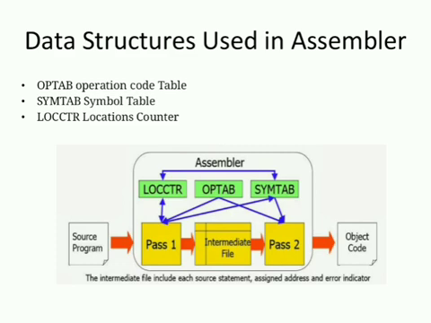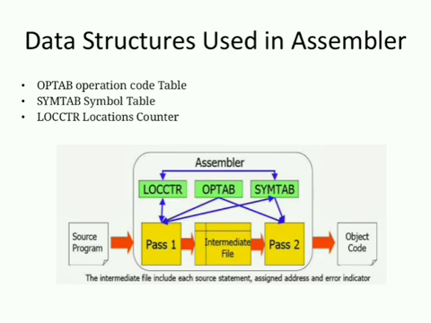Next we will see the data structures used in an assembler. There are three data structures used in an assembler: OPTAB, that is the operation code table, SYMTAB, or symbol table, and LOCCTR, that is the location counter. These three data structures are used.